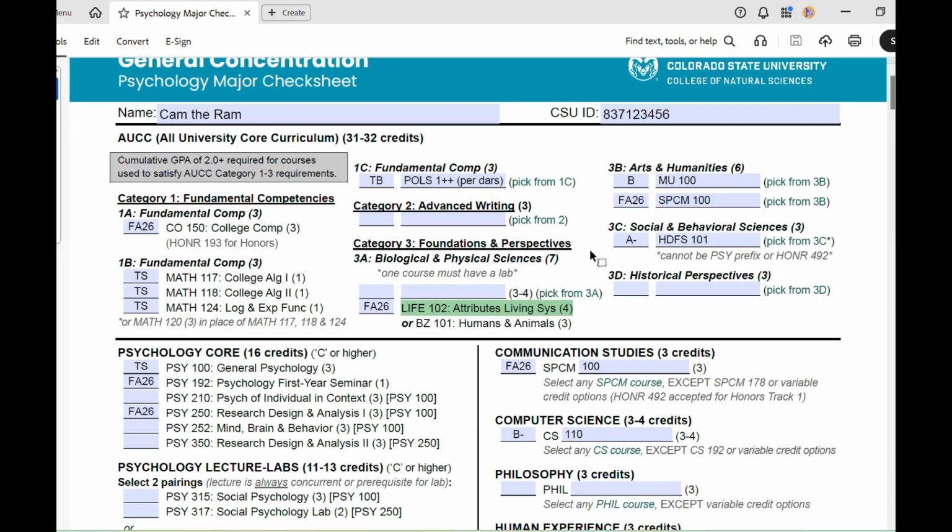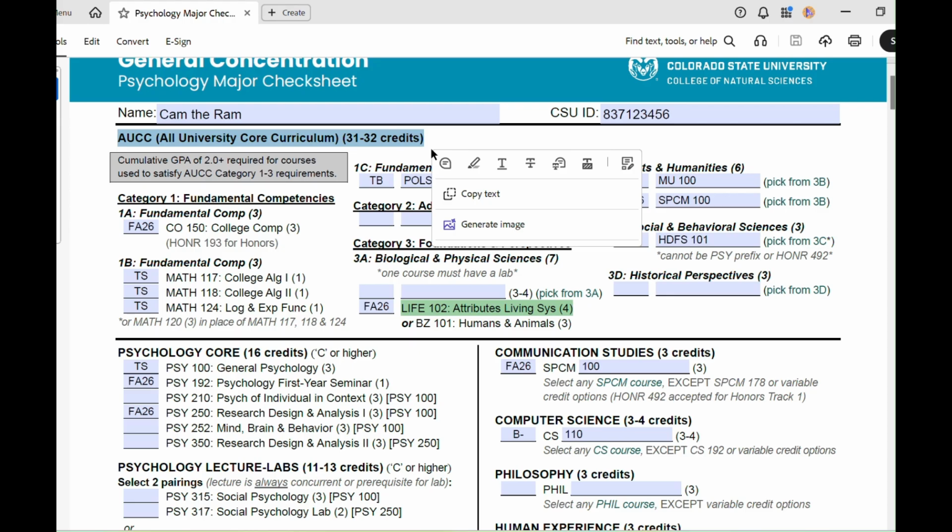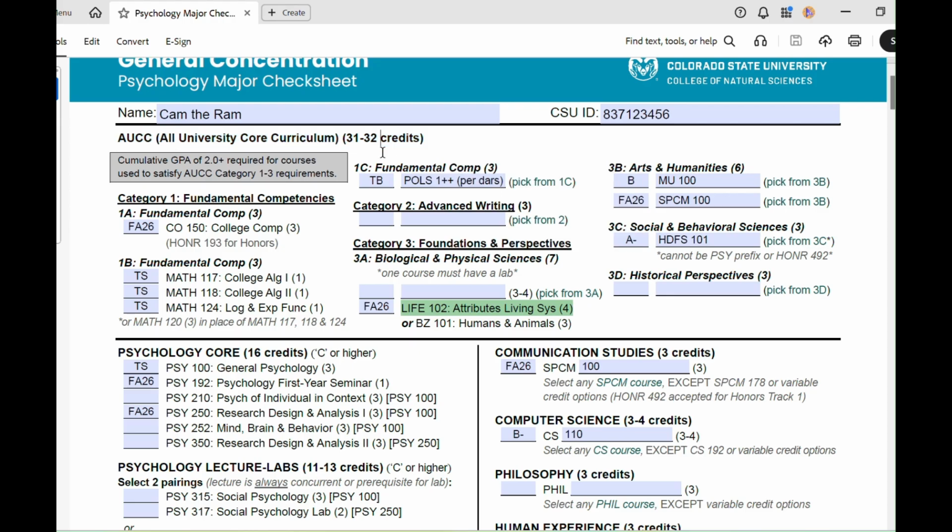To begin, we will dive into the All-University Core Curriculum section, or the AUCC section, at the very top of the curriculum check sheet. These are the core classes that every single student needs to take at CSU. There are some specific AUCC requirements for psychology majors.